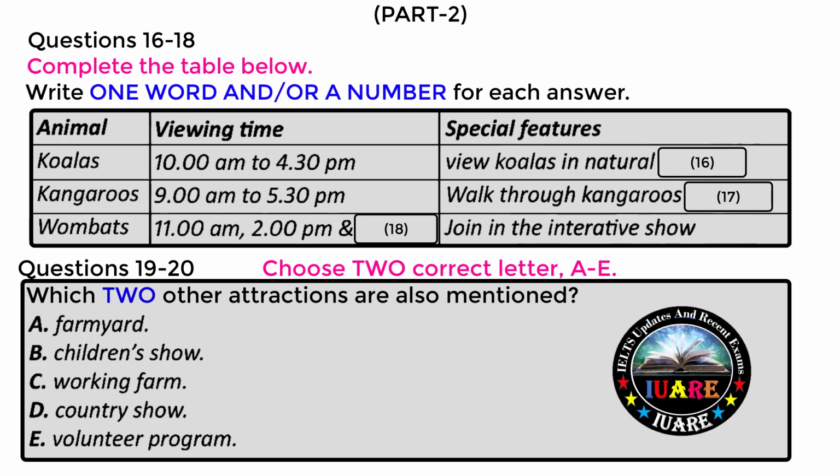Also enjoyable are the wombats. At 11 a.m., 2 p.m. and 3:45 p.m., there are interactive shows where the team is delighted to introduce you to these popular animals. Other attractions that may interest you are an interactive farmyard, suitable for children of all ages. Animal food is provided and the animals are very friendly.